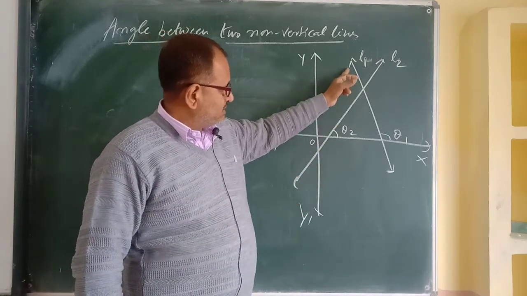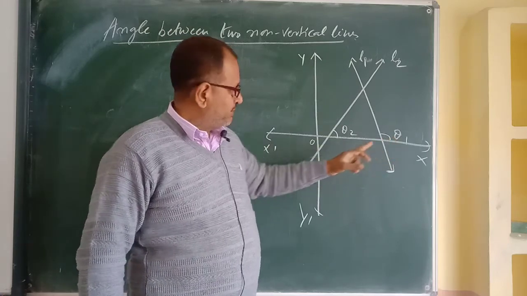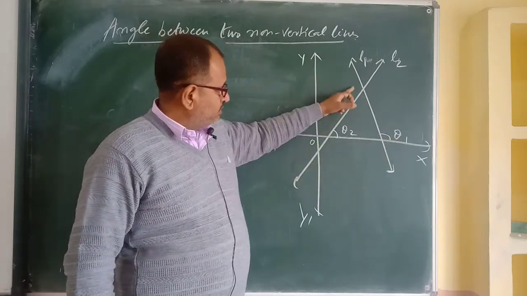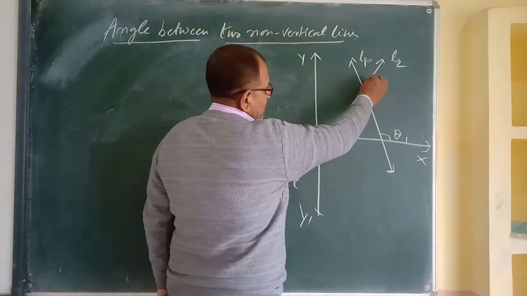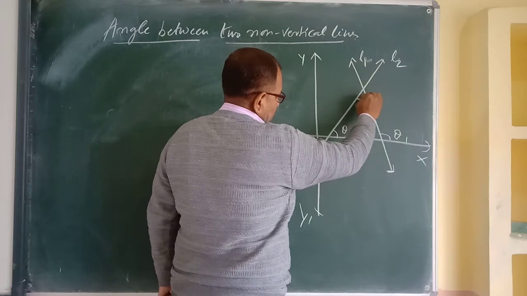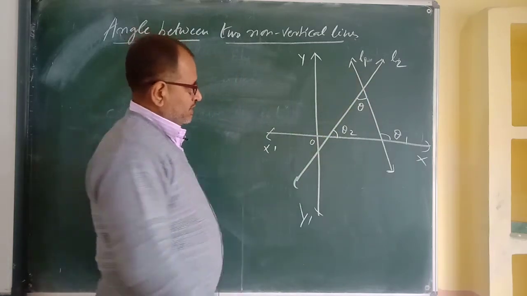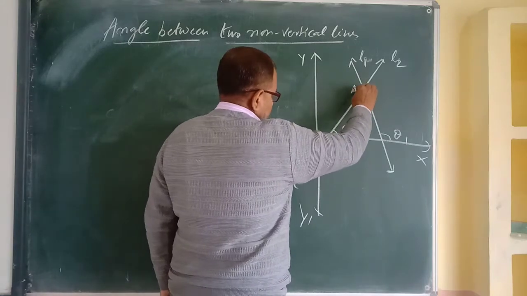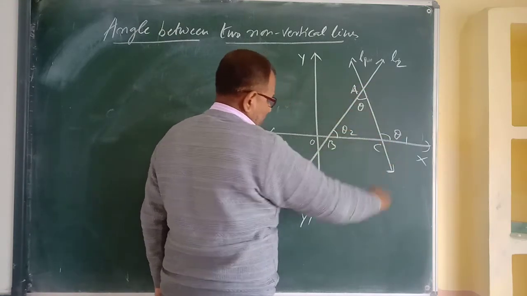There are two lines. One line is L1, its inclination is theta 1. The next line is L2, its inclination is theta 2. Let us suppose the angle between these two lines is theta. So this is the point ABC. We are getting a triangle ABC.